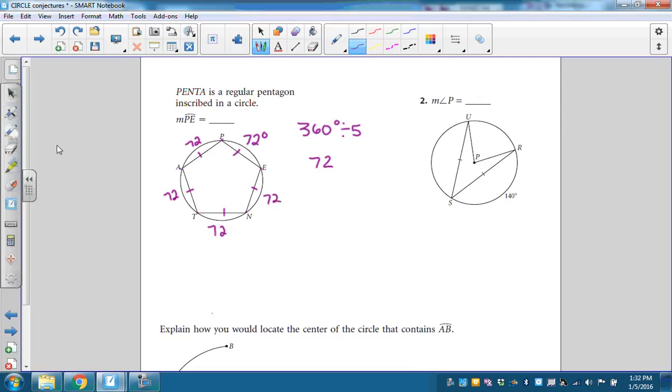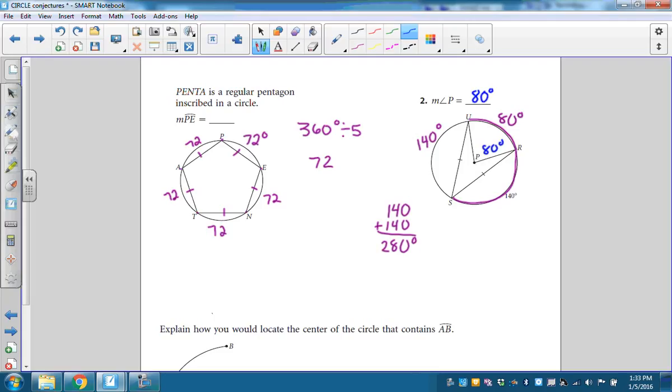In problem 2, we have 2 congruent chords. So if the chords are congruent, the intercepted arcs are congruent. So if this is 140, this over here is 140. So 140 and 140, when you add them together, you get 280. So the remaining degrees would be 80 degrees. So that's the measure of this arc. And therefore, if the arc is 80 degrees, the central angle associated with it is also 80 degrees.